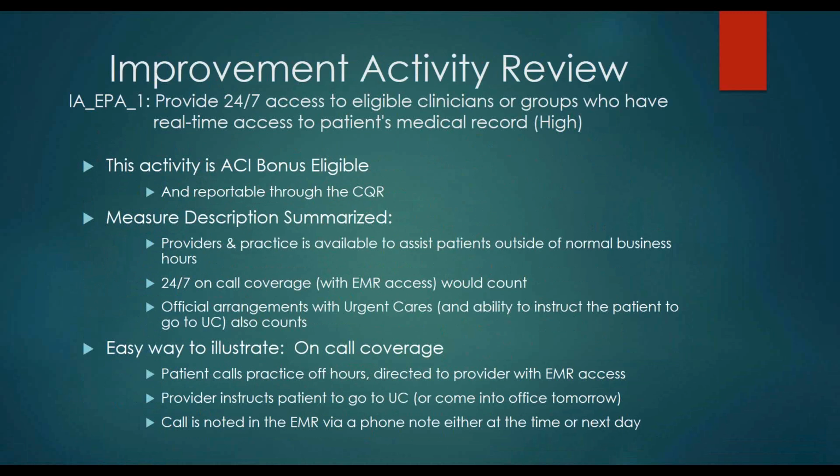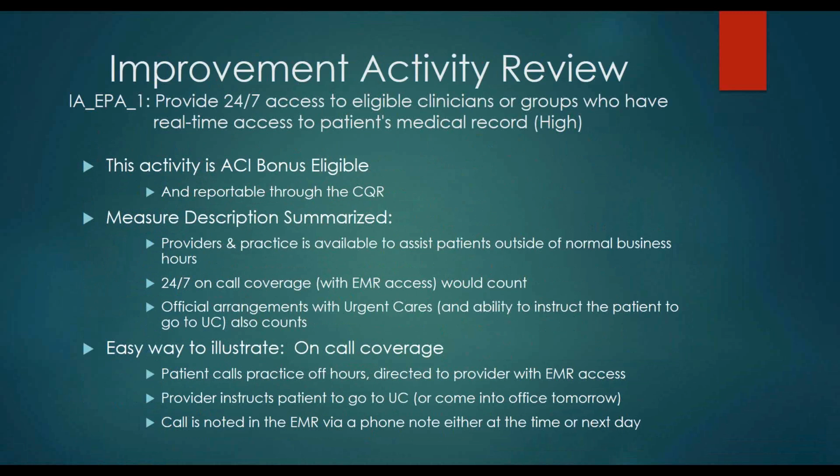A summary of the measure is that these are really 3 separate definitions. So if you fit any one of those 3, you've met the improvement activity. Where providers or the practice is available to assist patients outside of normal business hours. You have 24/7 on-call coverage. Whoever the on-call person is has EMR access. What I mean by that is they have the ability to log in and view the patient's full medical record, no matter where they are when they get called. Also, official arrangements with urgent cares and the ability to instruct a patient off hours to go to the urgent care would count.